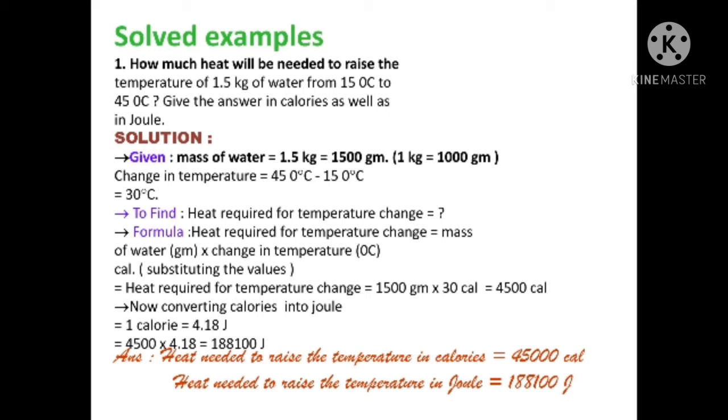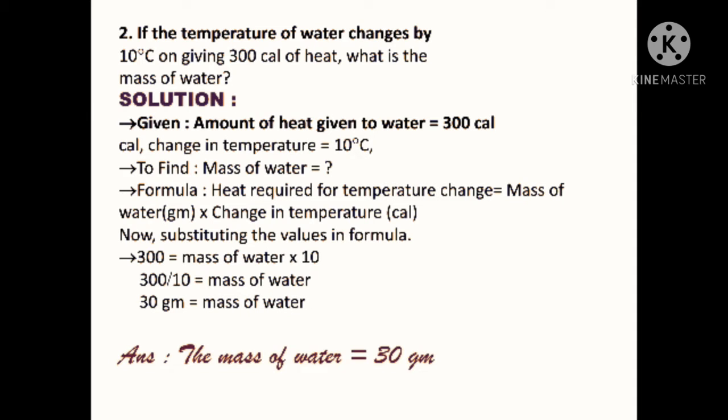Okay, so after multiplying, we get 45,000 calories. We got the answer in calories. Now converting into joule. We know, students, we have learnt it before, 1 calorie is equal to 4.18 joule. So now 45,000 will be multiplied by 4.18. We will get the answer in joules. After multiplying, we got 188100, which is the answer in joule. Now let's move to the next question.